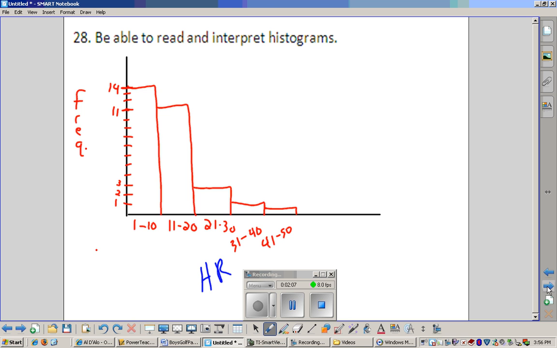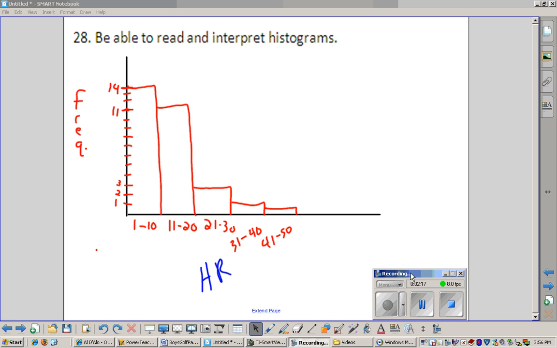Okay, number 28 says, be able to read and interpret histograms. Well, histograms are different than bar graphs because they always have an interval along the x-axis. So you can see this is home runs hit. How many home runs are hit? So from 1 to 10 is the interval: 1 home run, 8 home runs, all the way up to 10, 11 to 20, okay? You also notice that each of these bars is called a bin, and the bin width is 10. This is 11 to 20, that's 10 wide, 10 wide, 10 wide. They should all be the same bin width.